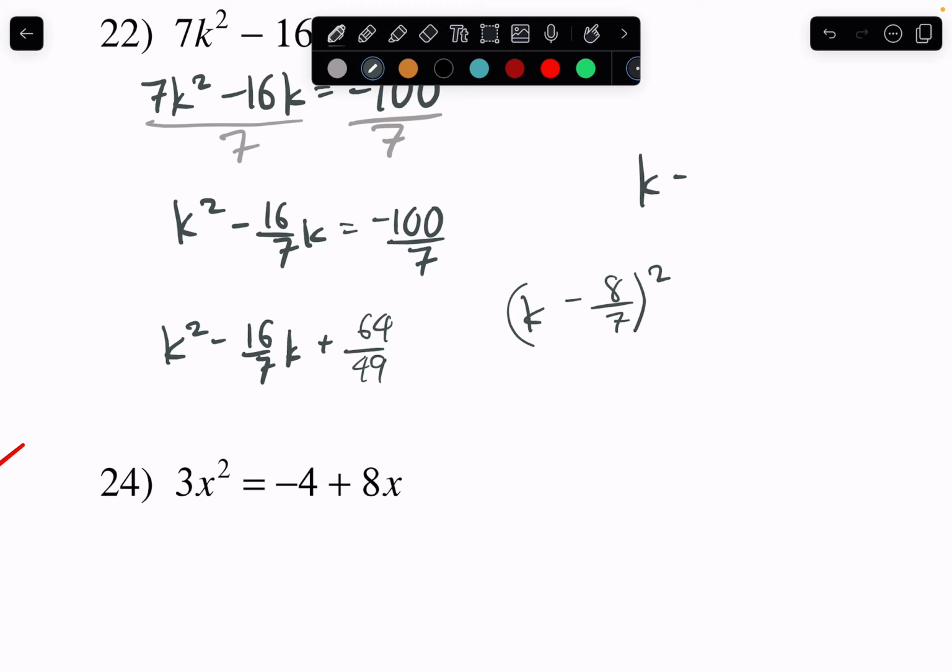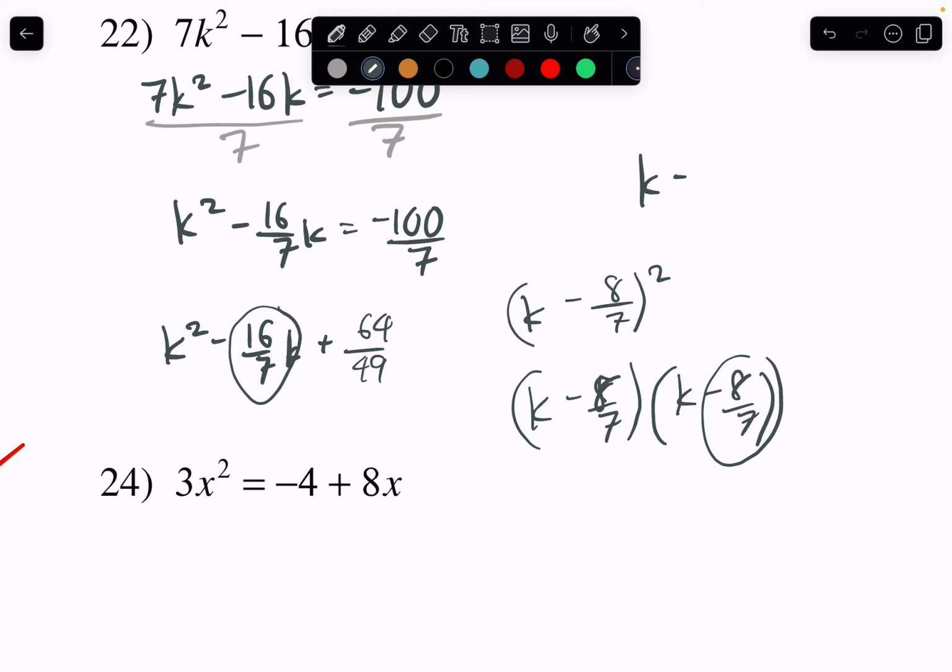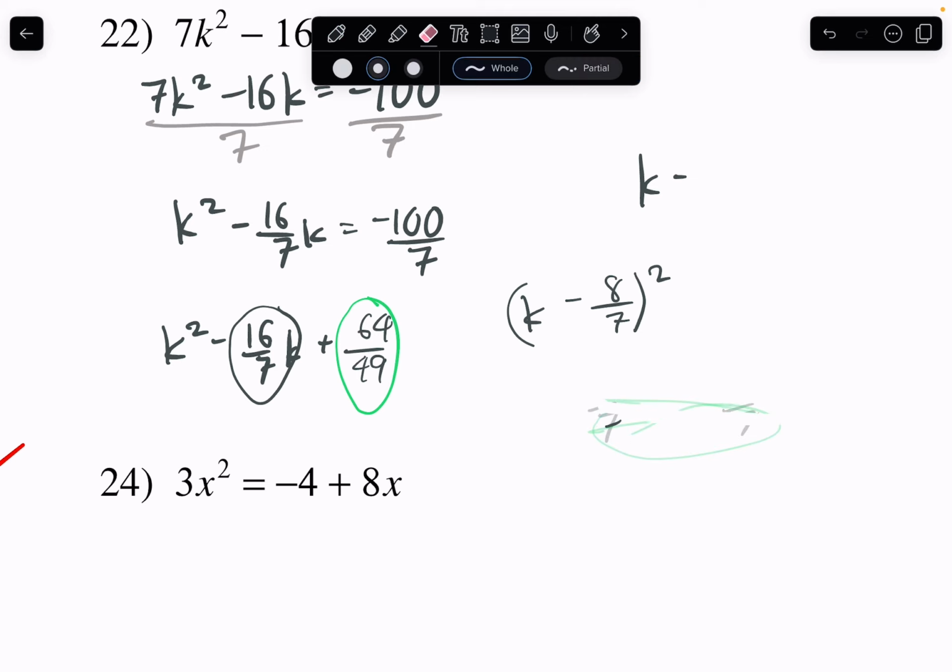More like it. So if we spread this out, negative 8 over 7k plus negative 8 over 7k, that's gonna be this. So that's a good thing. It matches. How about this? 8 times 8 is 64. 7 times 7 is 49. Okay, we're good there. I think we just found what we wanted to look for.